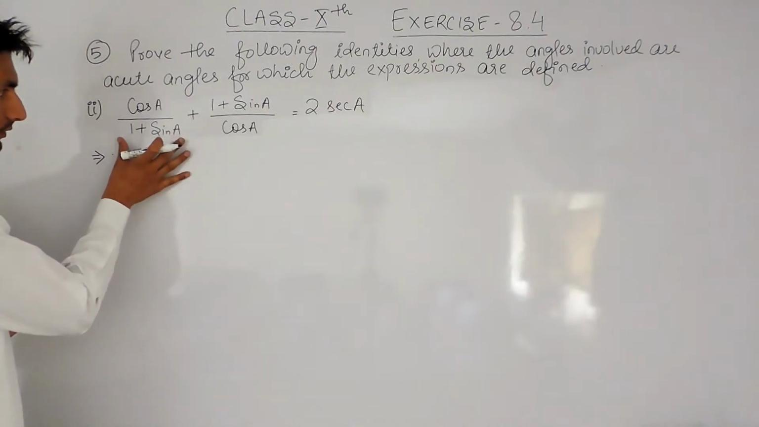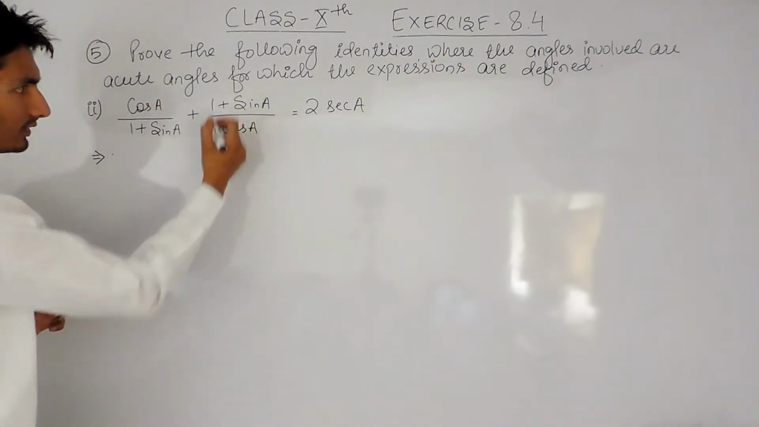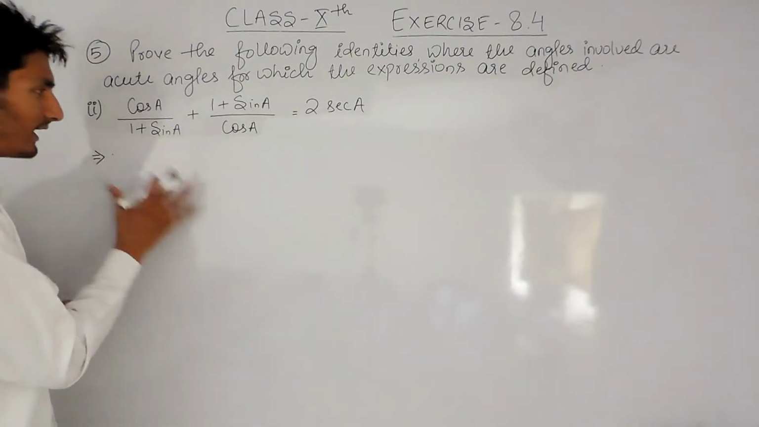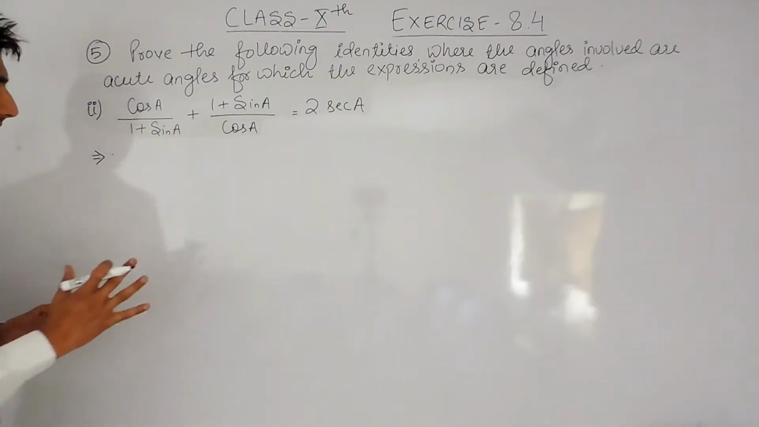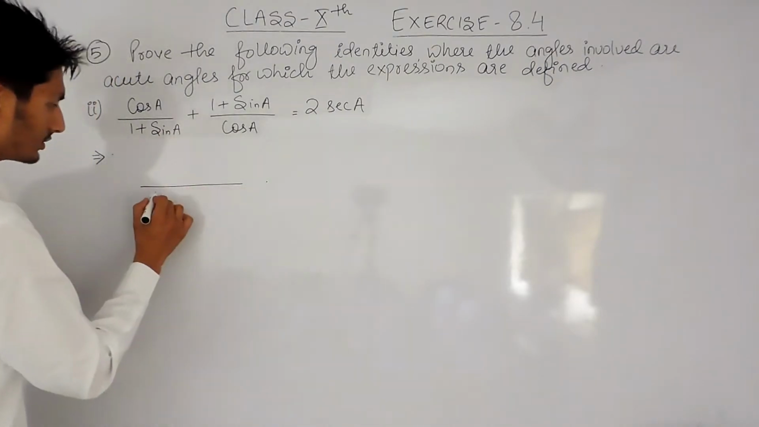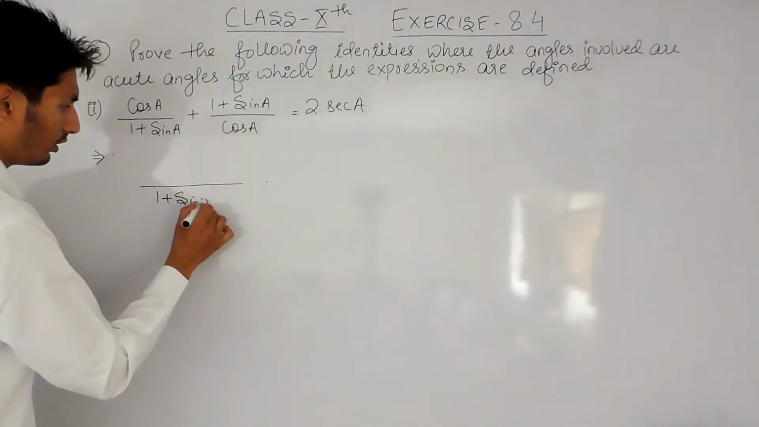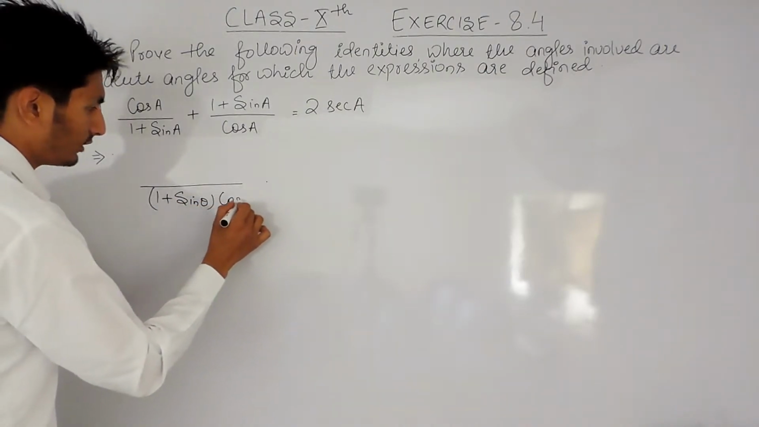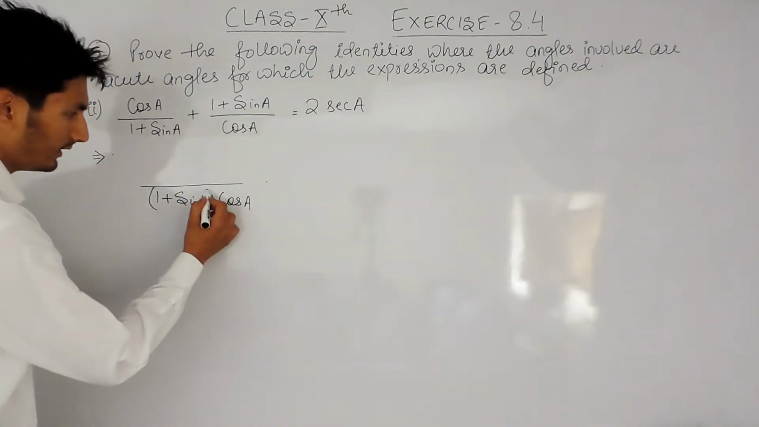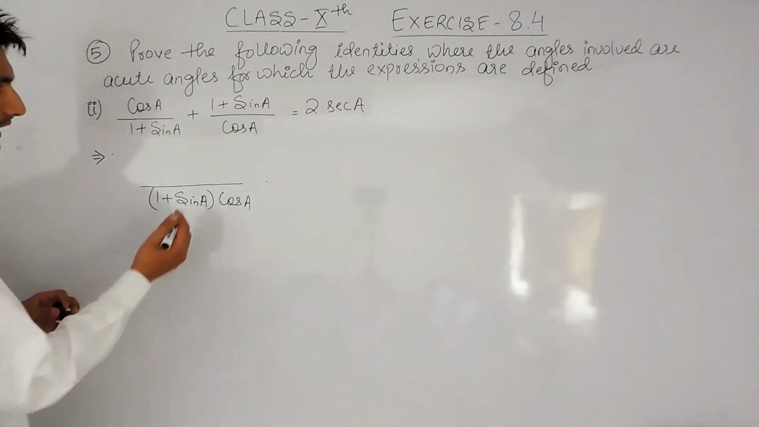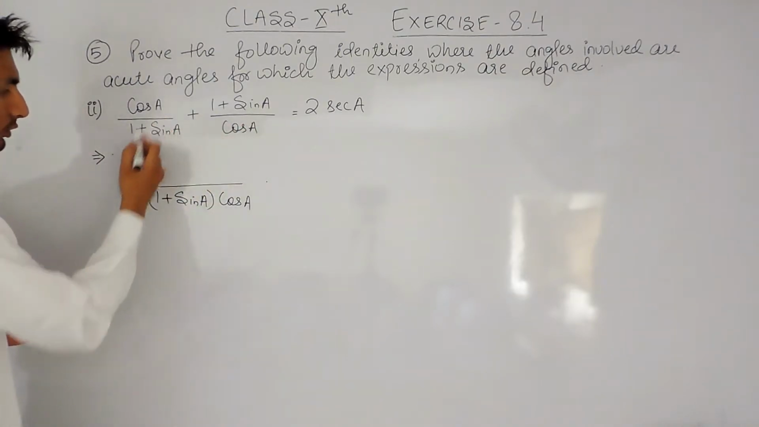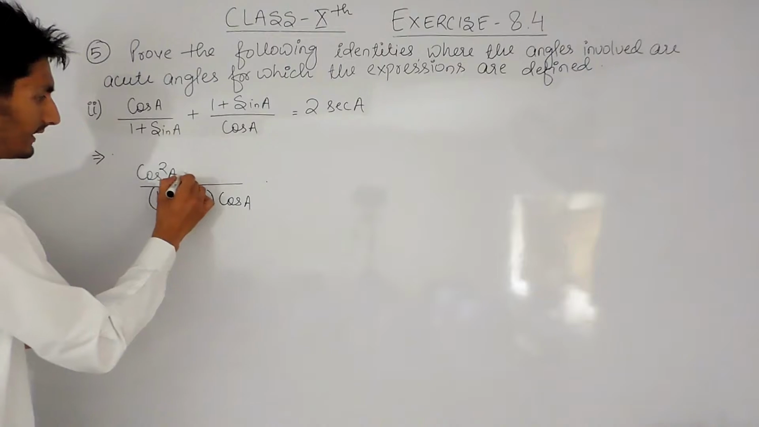To do so, first of all, obviously this is a fraction, and we have to add these two fractions. And if you want to add two fractions, you have to take the LCM, and the LCM of two different denominators is their multiplication. So the LCM of 1 plus sine theta and cos theta is 1 plus sine theta multiplied by cos theta, and here our theta is A. Now we have to cross multiply it because the denominators are different.